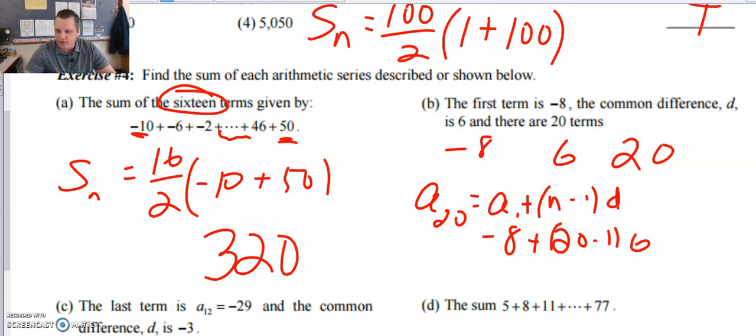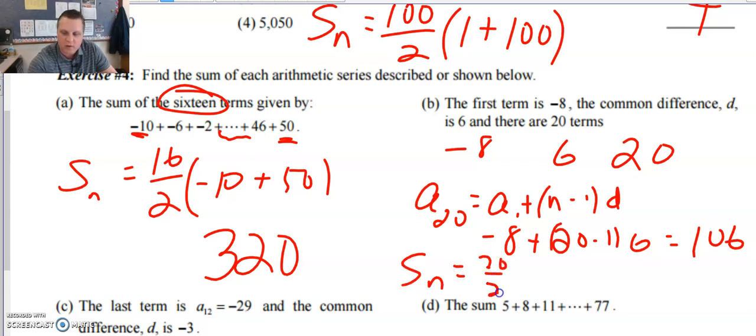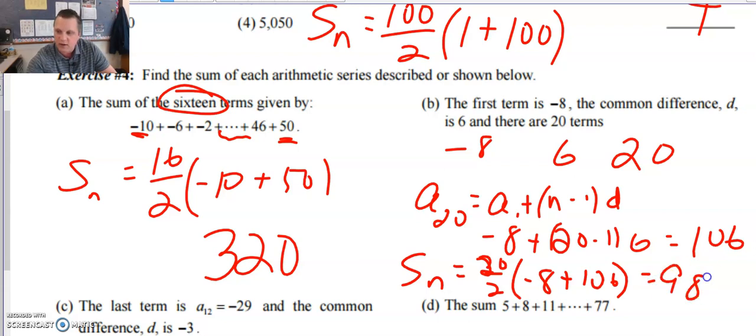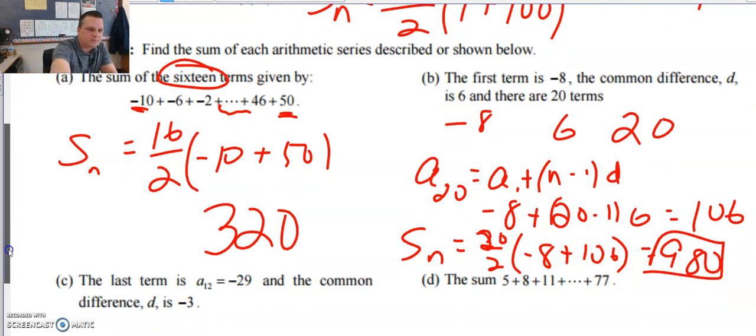So you would put that in your calculator, however you want to do it, 19 times 6, and then subtract 8, and you would get 106, and that would be your A20. So when you plug into your formula for the sum, you have S of n equals 20 over 2, and A1 is -8, plus 106, which is AN, and again, put that in your calculator, and you get 980 is the sum of those 20 terms.